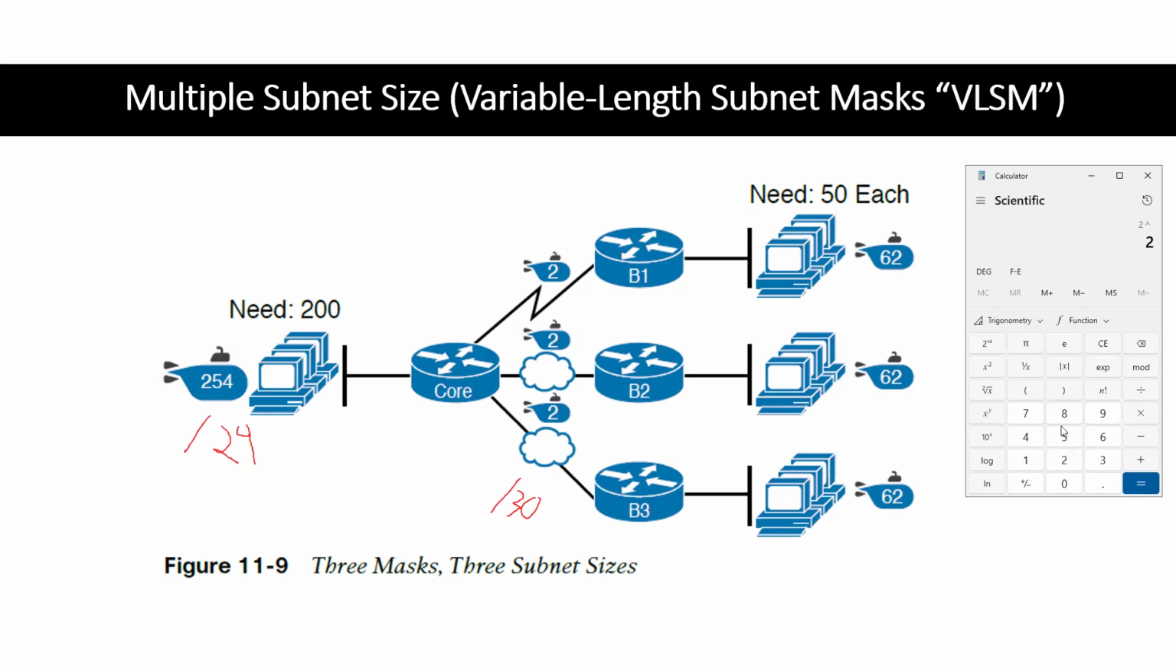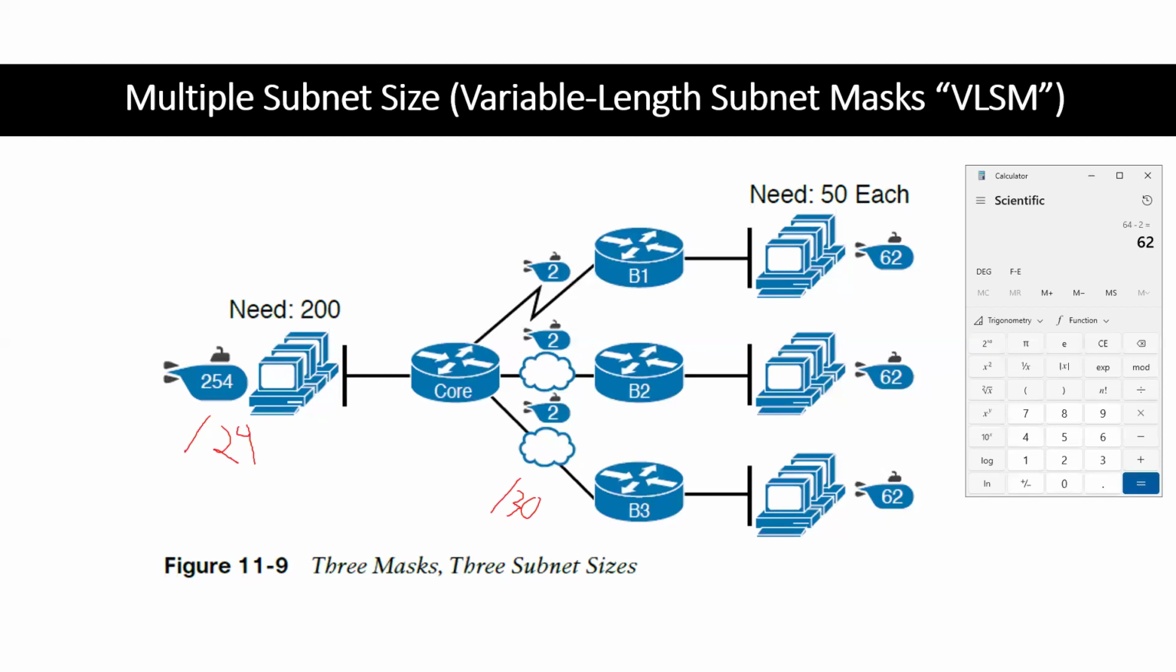So 2 to the power of 5, minus 2, 30. Still not enough. Let's do it again. 2 to the power of 6, 64. But we need to finish the formula, and so minus 2 would be 62.